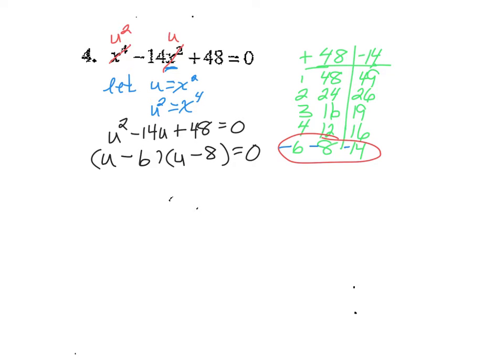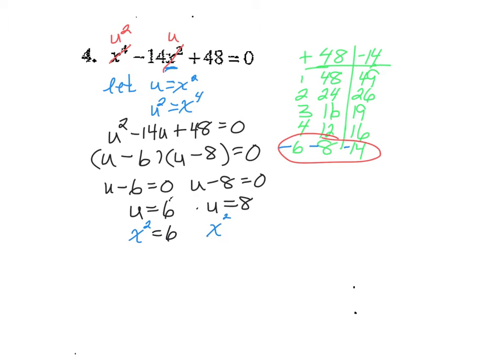If you have a product that equals 0, then one or both of these should also equal 0. So we're going to set each of those factors equal to 0 and solve. If I add 6, I get U equals 6. And if I add 8, I get U equals 8. But remember that U is equal to x squared. So we are going to replace each of these U's with an x squared. So x squared is actually equal to 6, and x squared is actually equal to 8.